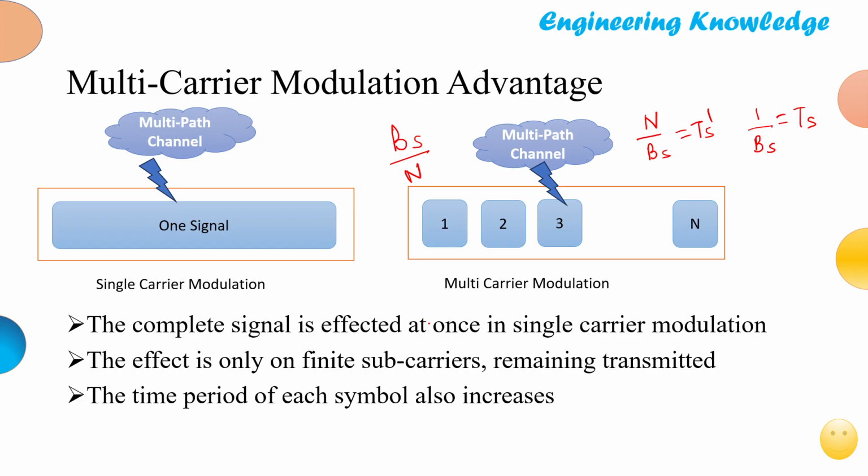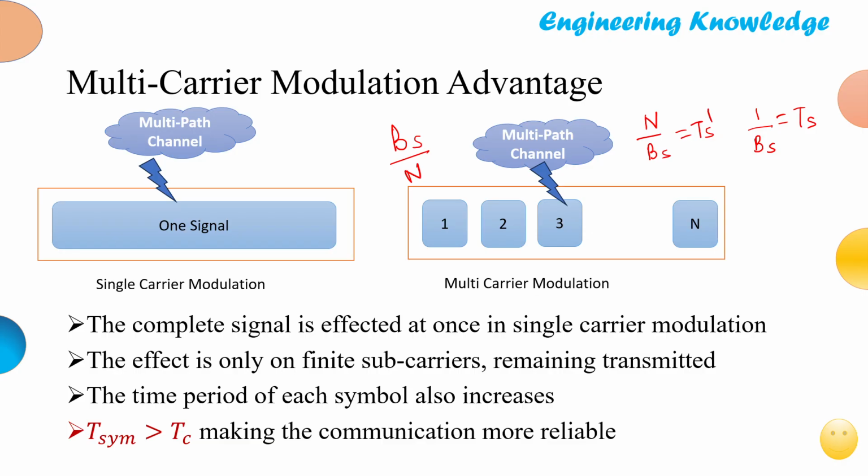And this also has one more advantage. If the new symbol time period is greater than the coherence time, the communication becomes more reliable, because we know that the channel behaves with more temporal correlation within one coherence time. So if the coherence time is more than the symbol time period, which means the complete symbol is now going through a coherence time duration, which is a very good thing. So reliability increases. So it has two effects. In frequency, it reduces the bandwidth to Bs upon n. It also increases the time period, and therefore the time period now becomes larger than the coherence time.